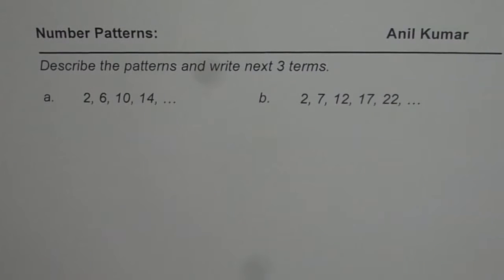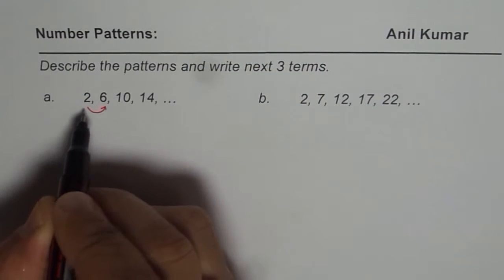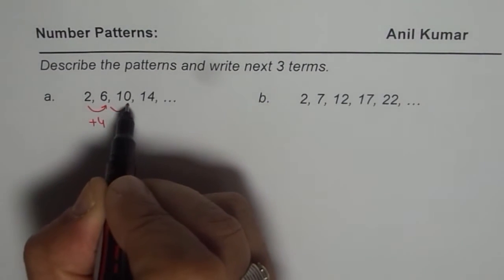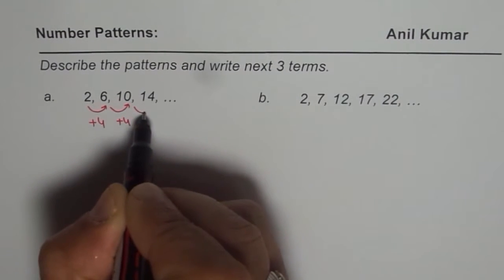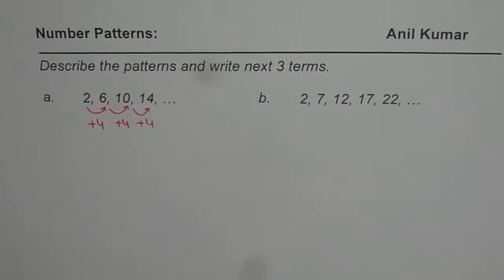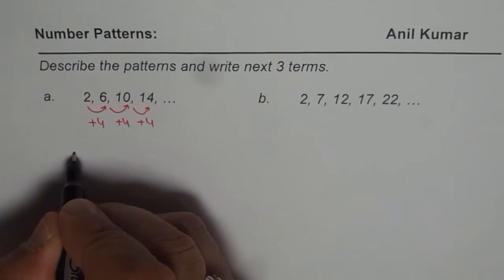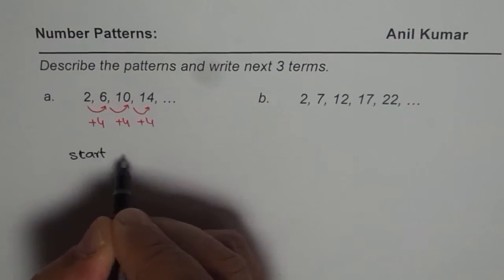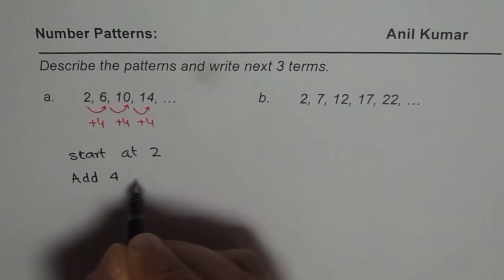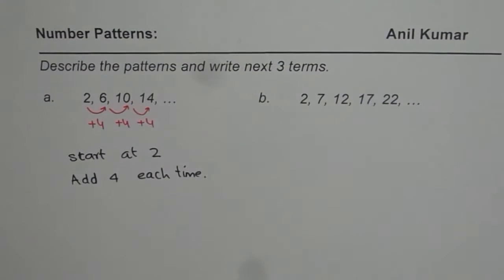To find the patterns, what we should do is, we should see how we get the next number from the previous. So 2 plus 4 is 6, and then we have 6 plus 4 is 10, 10 plus 4 is 14. So the pattern rule for this function is start at 2 and then add 4 each time, right? So that is how you can write down your pattern rule.